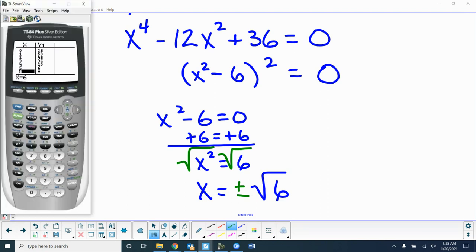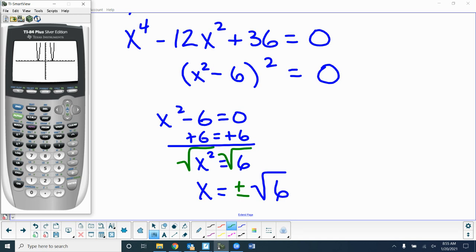Okay. We go here, y equals, clear it out, x to the fourth minus 12x squared plus 36. See? Okay. And if you wanted to, it's okay with me if you found that there. Now, will that show up?